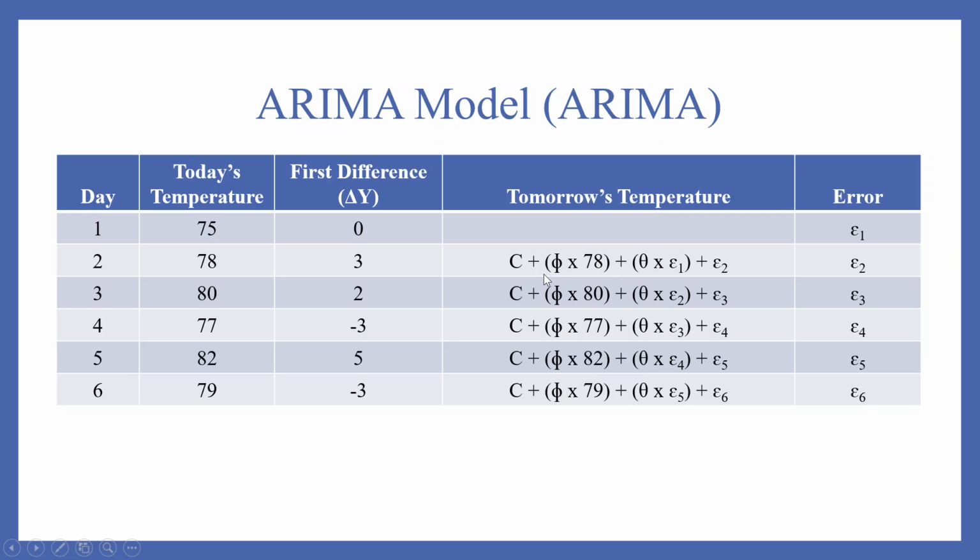So tomorrow's temperature will have AR terms. These are AR terms and these are MA terms. So your ARIMA model is complete. What will be tomorrow's temperature? C plus phi into 78 plus theta into epsilon 1, the past error. The second day, C plus phi into 80 plus theta into epsilon 2, the past error.